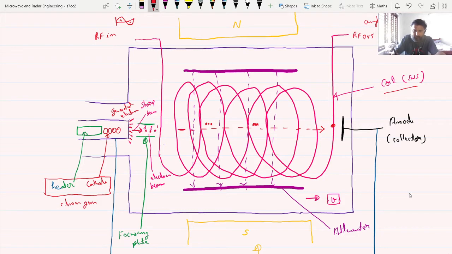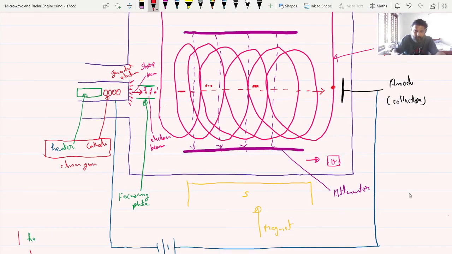I will write all those things. You can see the focusing plate, in order to prevent the spreading and maintain the electrons in a sharper beam. We have the heater as well as the cathode, which together are called the electron gun, which is mainly utilized to generate the electron beam.